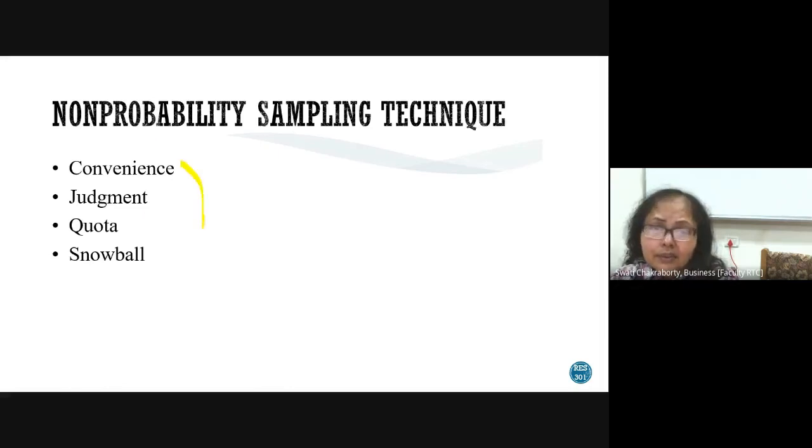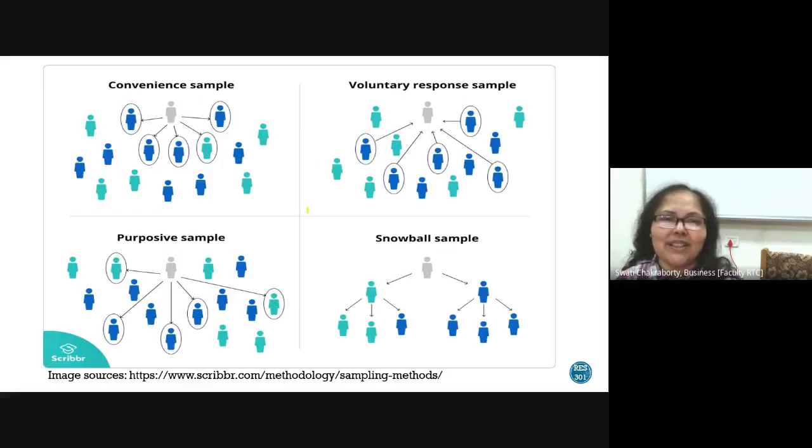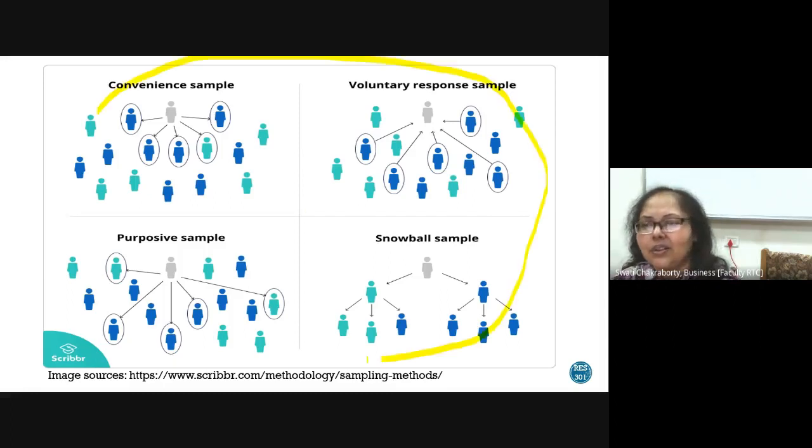So these are the different types of non-probability sampling techniques: convenience sampling, judgment sampling, quota sampling, and snowball sampling. We'll go into more detail. See, this is a diagrammatic picture of the different types of sampling.